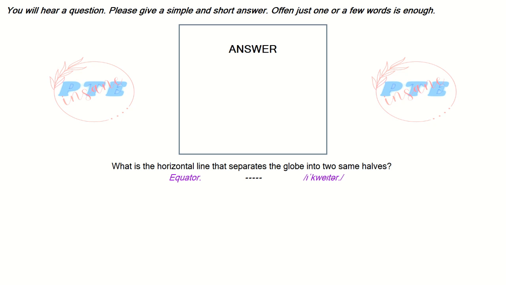What is the horizontal line that separates the globe into two same halves? Equator.